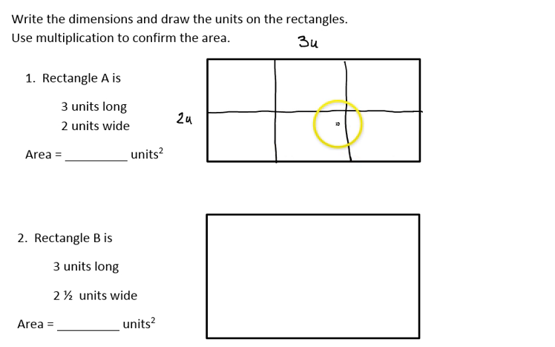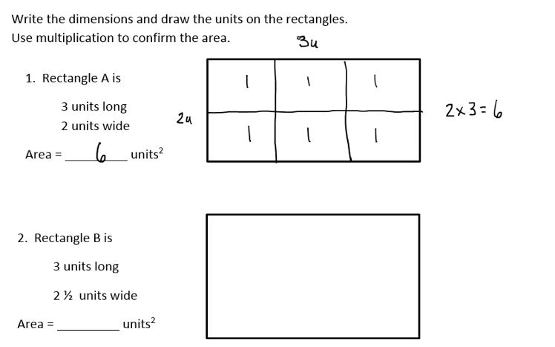Each of these squares represents the square units that make up the area. So we can see that we have 6 units that make up the rectangle. 1, 2, 3, 4, 5, 6. And that's because 2 times 3 equals 6.